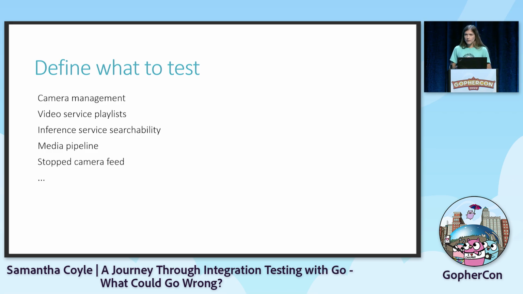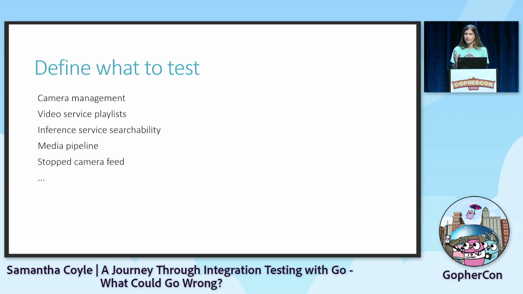Here are a few of the things that we looked at for our smart city solution when it came to what we need to test for our integration tests. Well, we looked at our services. So we had our camera management, we have our video service, and we have our inference service. These Go microservices interacting with a database, we should test, right? We should check it. We also had a Python media pipeline streaming data. So we needed to check that too.